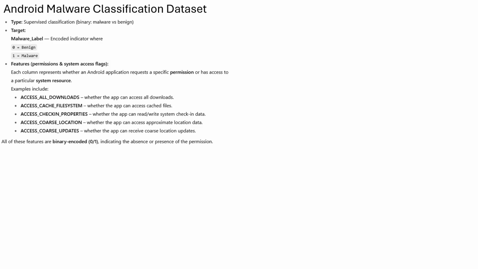This slide summarizes the Android malware dataset. Each column represents whether an Android application requests a specific system permission or access to a resource. These include permissions like local access, reading and sending SMS, internet usage, camera and audio recording, and installation privilege. In total, we have over 300 binary encoded features, each indicating whether an app requests that specific permission. Together, these features define the behavior fingerprint of an app.